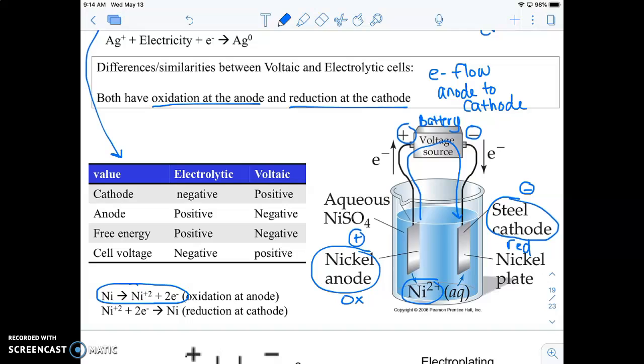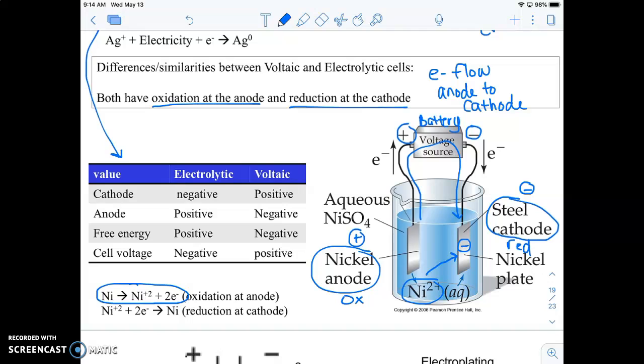Now, this is something weird. Usually when we do a redox reaction, a different element gets reduced than was oxidized. Here, we don't have that. We have this negative steel bar. So these positive nickel ions that we just made, they're actually going to swim over to that steel bar because positive is attracted to negative.